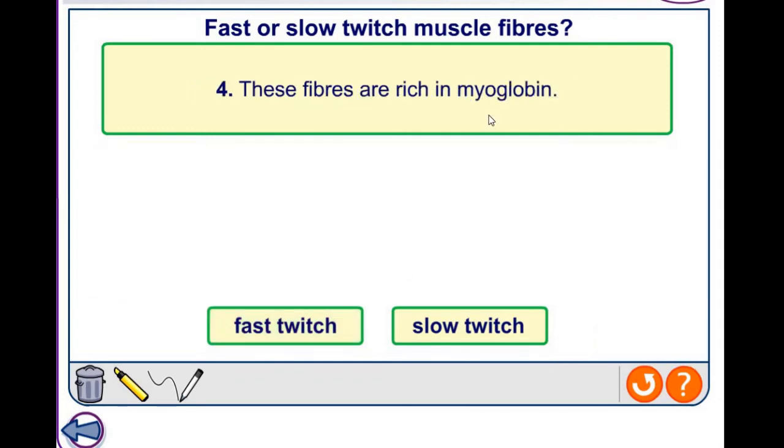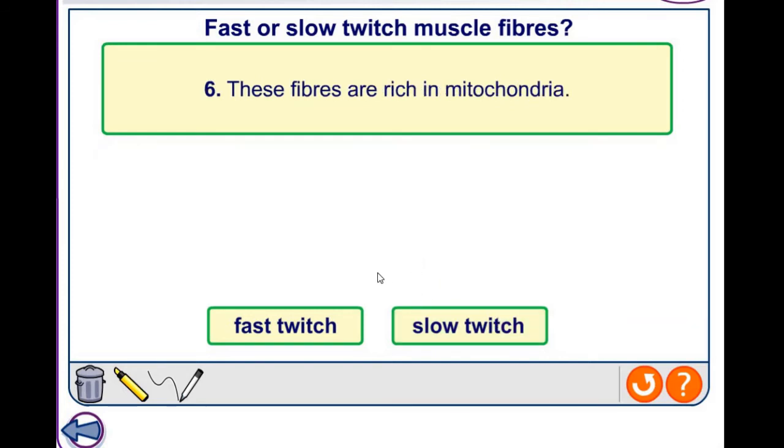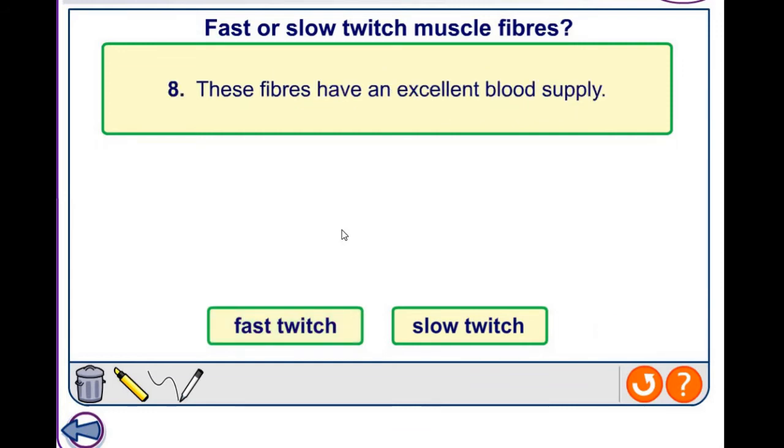Next one. Which one is rich in myoglobin? Slow twitch. And which ones contract slowly? Slow twitch. Which one are rich in mitochondria? Slow twitch. These fibres use large amounts of phosphocreatine to regenerate ATP. Fast twitch. These fibres have an excellent blood supply. Which one do you think would need excellent blood supply? I didn't mention it before. Which one needs a lot of oxygen? Slow twitch. Which one are known as white fibres? Or see if you can apply thought to this.